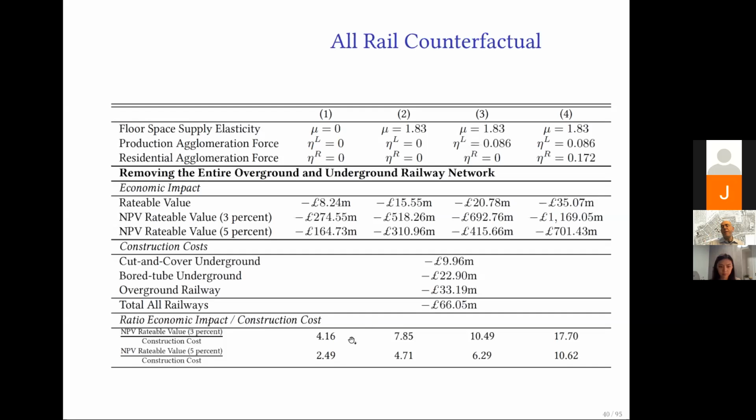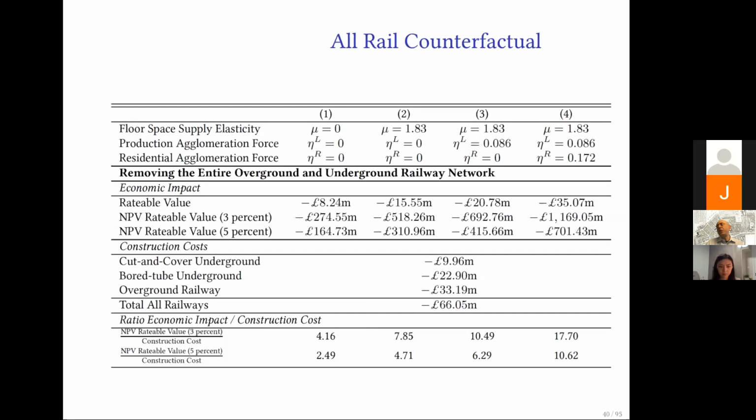And then in the very final panel of the table, we report the ratio of the change in the net present value of land and buildings to those historical estimates of construction costs. Obviously, this is not a full cost-benefit analysis because we're not taking account of the costs of running the railway network or the profits you might make or any environmental externalities and so on.